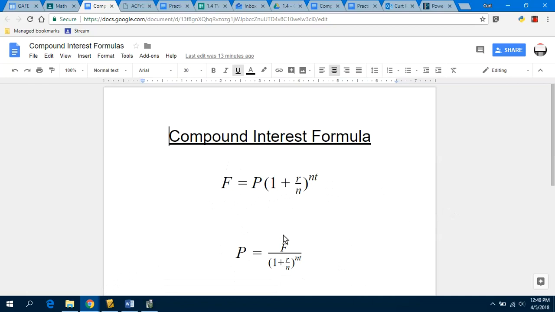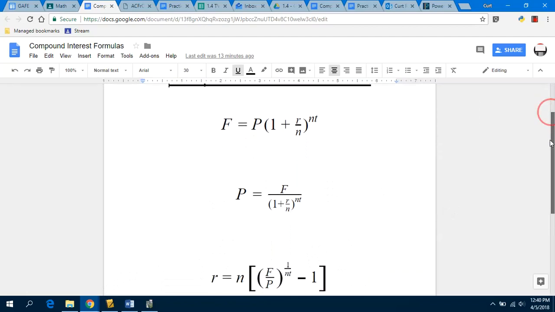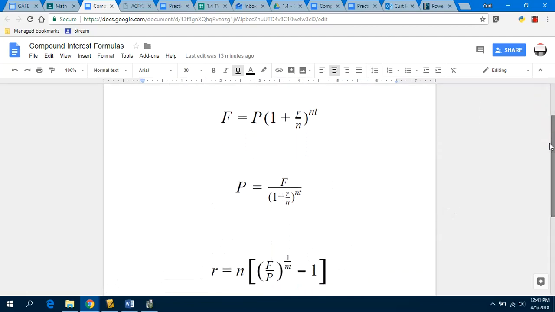Well, okay, this formula is a little more tricky than the first one, but it's pretty similar. But what if you didn't actually want to solve for future value or present value? So perhaps you might want to solve for an interest rate. For example, I know how much money I have right now. I know how much I want to have in 5 years. Well, what interest rate do I need to make that happen?